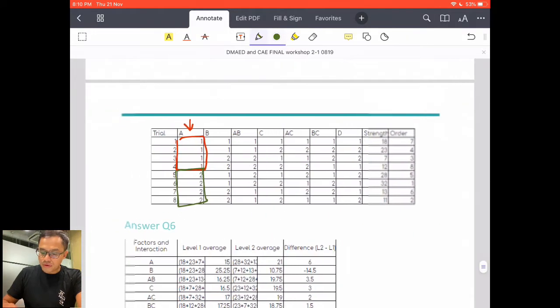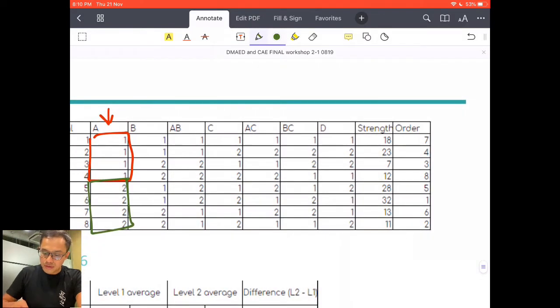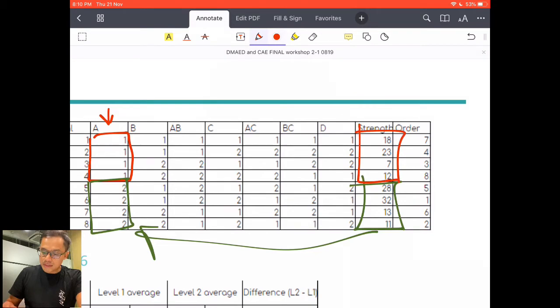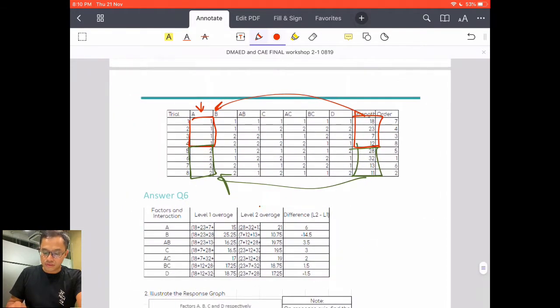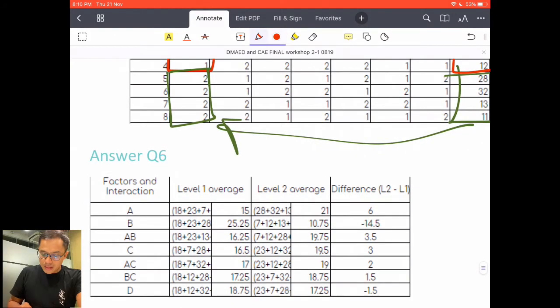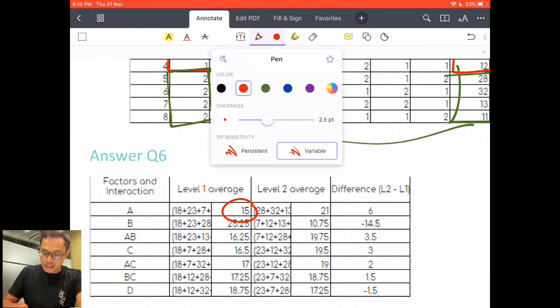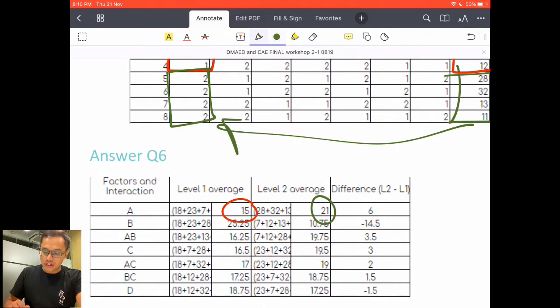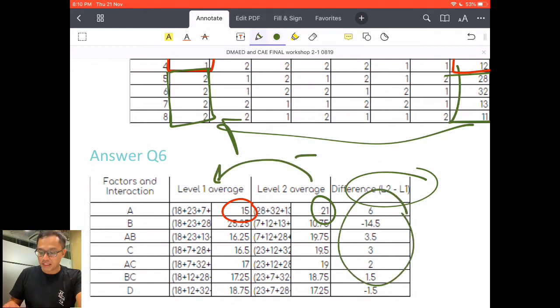So all you need to do is go to the strength part, take these 4, plus them and divide by 4. This is 18 plus 23 plus 7 plus 12 for level 1. So for level 1 the average is 15, for level 2 it is 21. Do this for all, and once you have them, you minus level 1 from level 2, and you get these results.